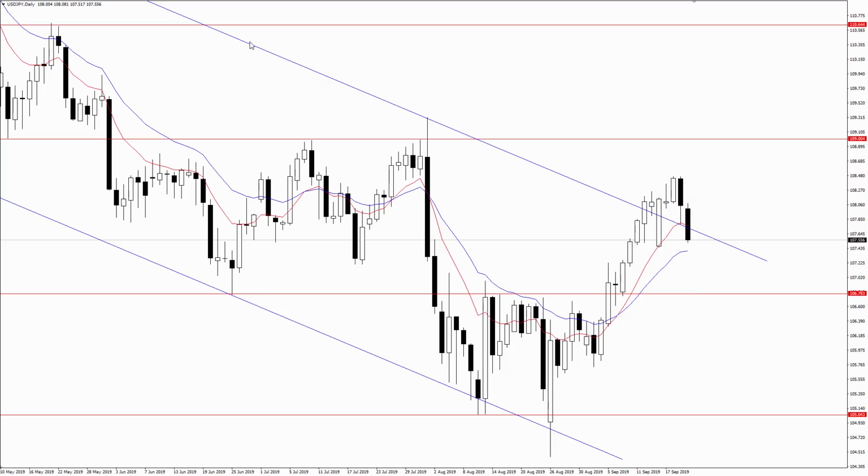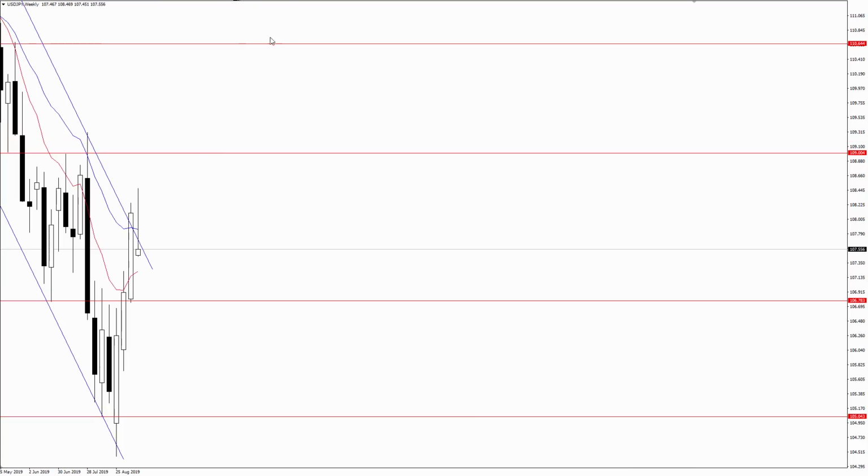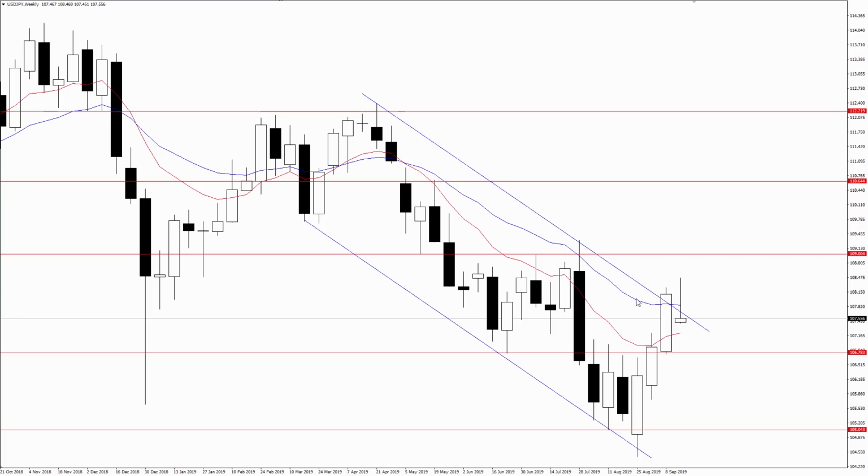One last thing to point out here is that if we move out to the weekly chart, you'll notice that we actually got this bearish pin bar on Friday.